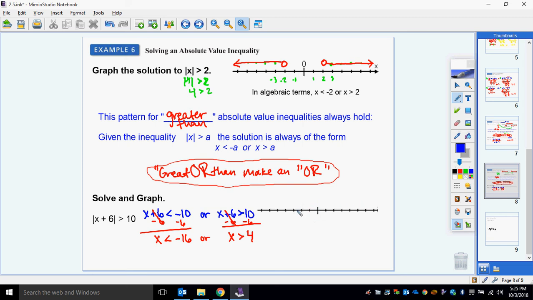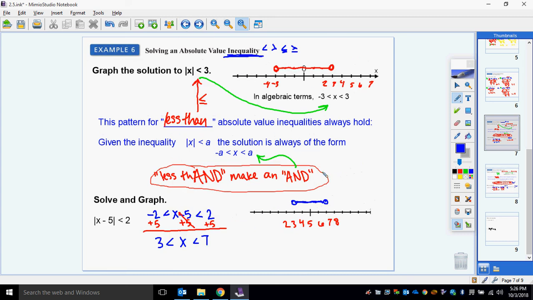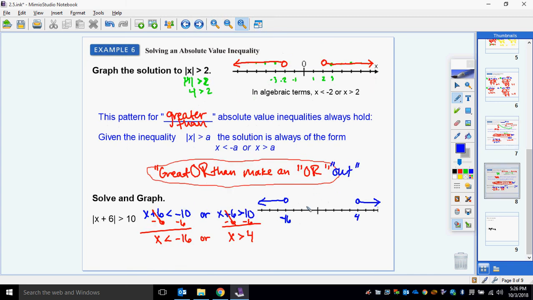Let's see, how could I do this? Let's just call this negative 16, and let's call this 4. I know it's not accurate, but I don't think I gave you a long enough number line. So at both of these, I'm going to have open circles, right? Because it's not an or equal to. You could also use parentheses if there's an open circle. X numbers that are greater than 4 are those numbers over here. Numbers that are less than negative 16 are those numbers over here. ORs go out. Okay, ORs go out. Ands are going to go in, right? And that's why we went in between on that and we went out on this or.